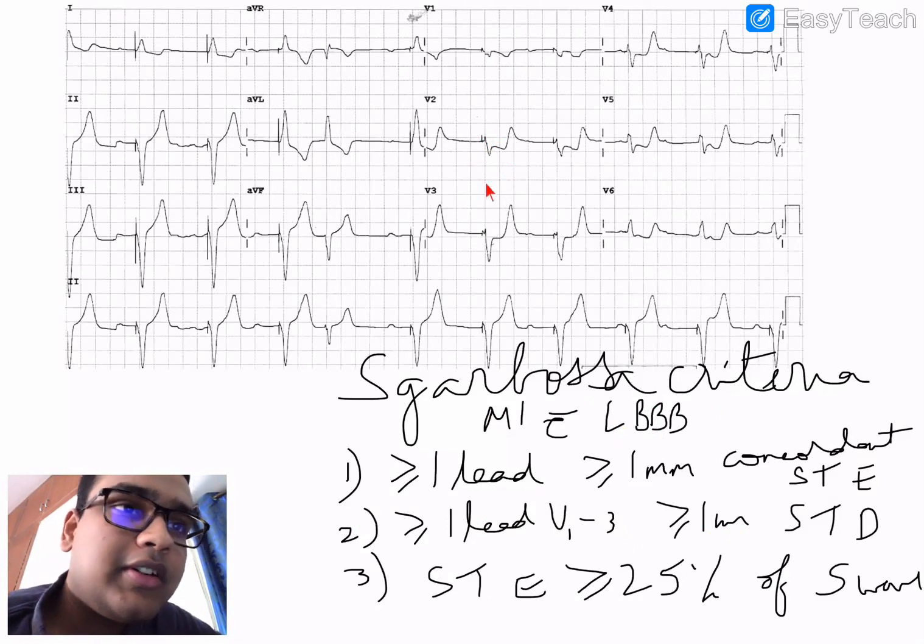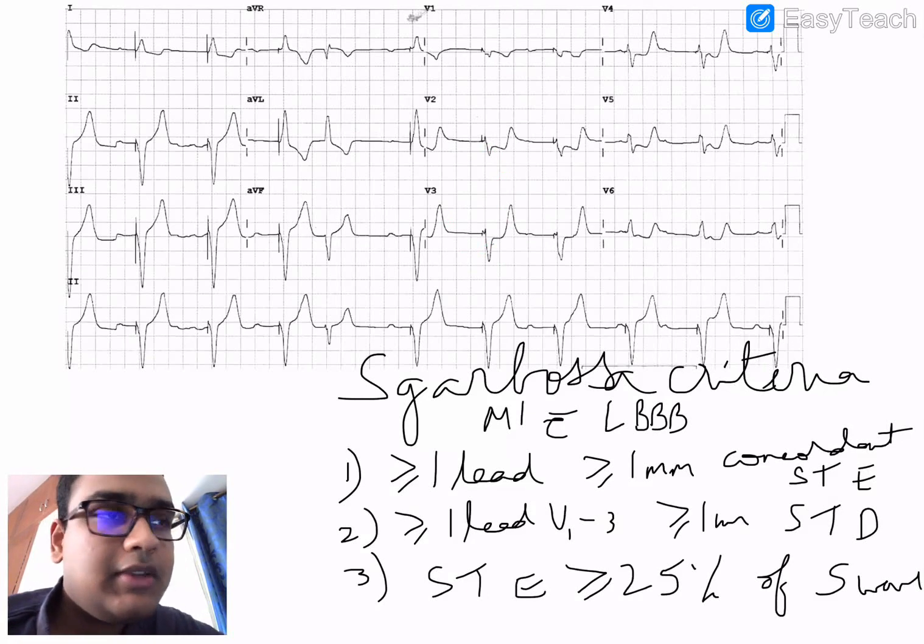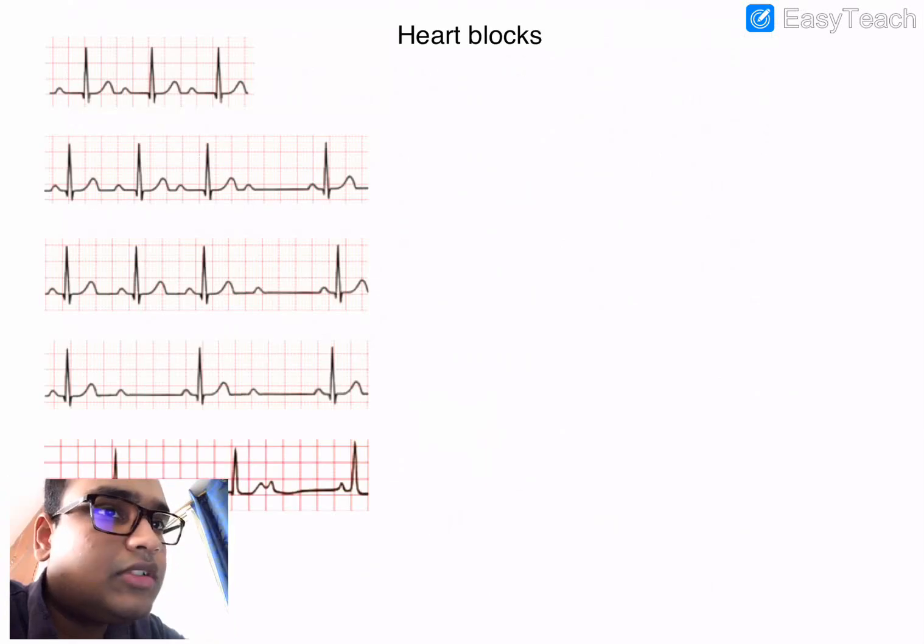So this becomes important. And I remember when I was in internship, one case in the casualty during the night, I had seen where the patient had LBBB and MI. So it becomes quite tricky to diagnose MI in a patient with LBBB just by an ECG. So that's why this criteria was put forth. So that was about MI.